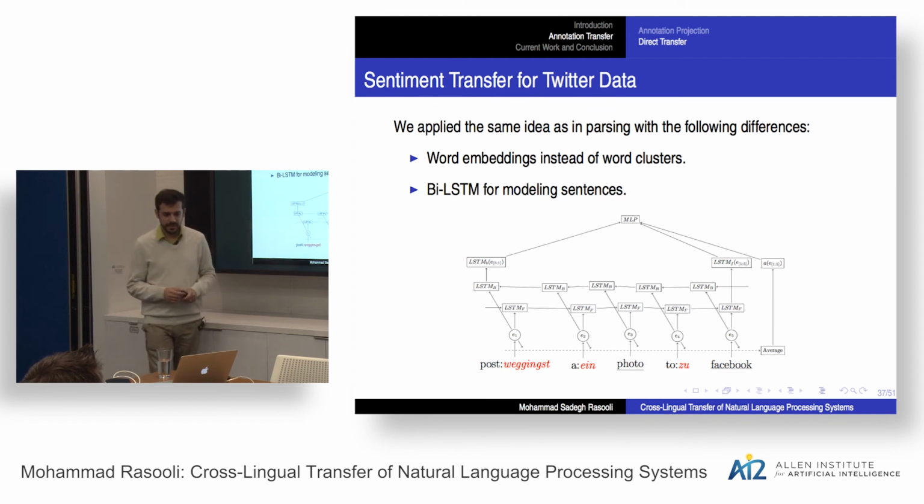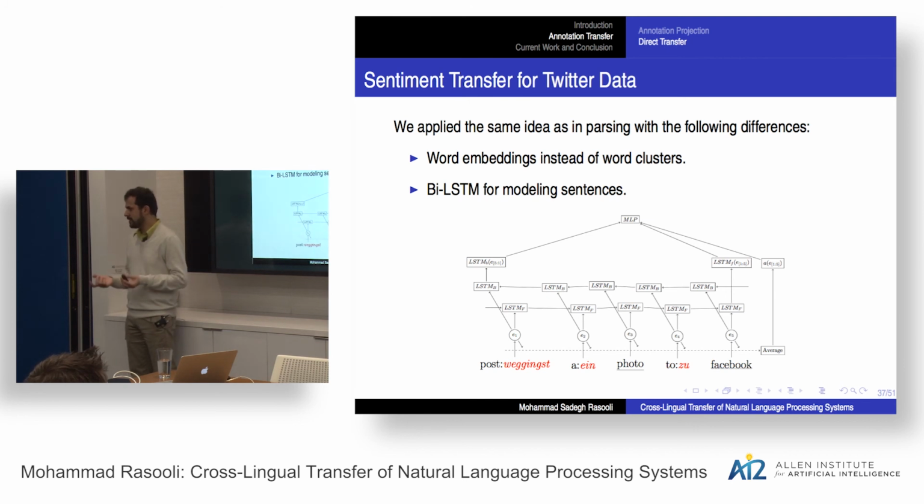I will also give a brief intro to the sentiment analysis system. It's completely the same idea with two differences. The first difference is that it's a deep net, so I'm using word embeddings instead of cross-lingual clusters. And I'm using biLSTM features. So here, for a sentence, I do a partial translation. You see that the word post, I think, is wrongly translated from the Bible to something else. There was no Facebook at the time of Jesus. So Facebook is just not translated.